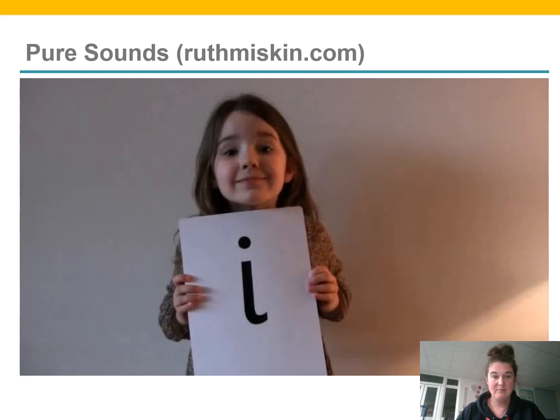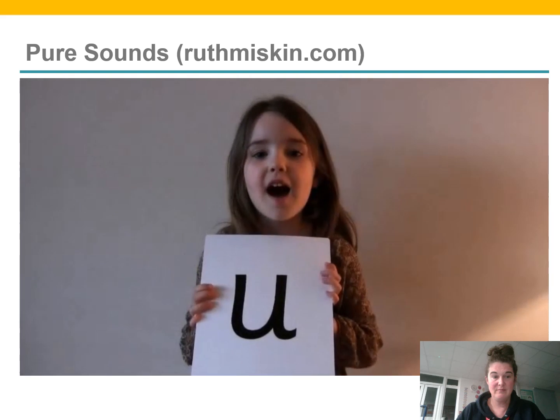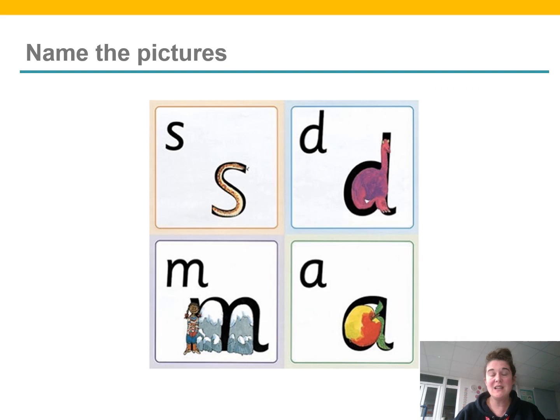So on this slide we can see what we call the picture hooks or the picture clues, and these are really helpful when it comes to letter formation. So each letter is made to look like a shape. So for example, you can see that the S is in the shape of a snake, the D is like a dinosaur, the M is a mountain, and the A is in the shape of an apple. And these are all really helpful links for when we come to letter formation. Each sound comes with its own letter formation rhyme that I'm going to show you now on the next slide.